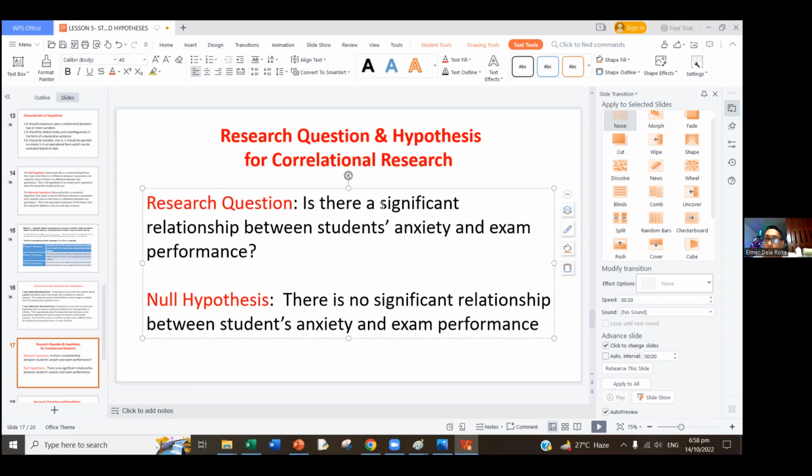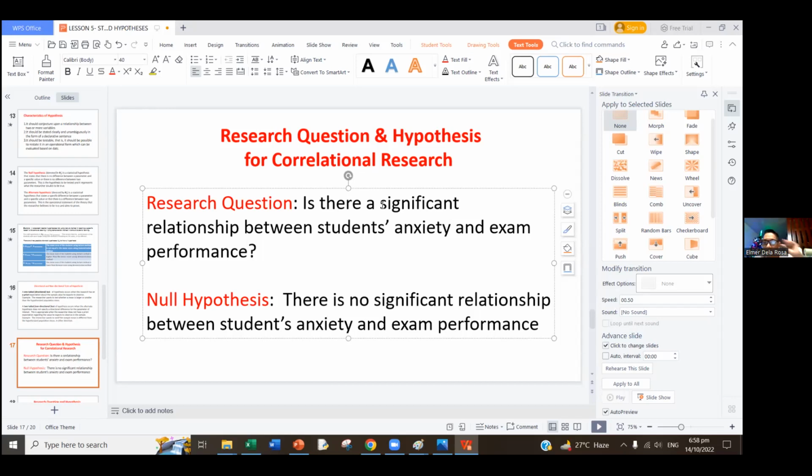Pero bago mo ulitin, dapat klaro yung nauna. That's why statement of the question is very important because doon nakabase ang magiging hypothesis. So kung malabo si research question, malabo din si hypothesis. Kung hindi testable si research question, hindi rin testable si null hypothesis. So there is no significant relationship between students' anxiety and exam performance.